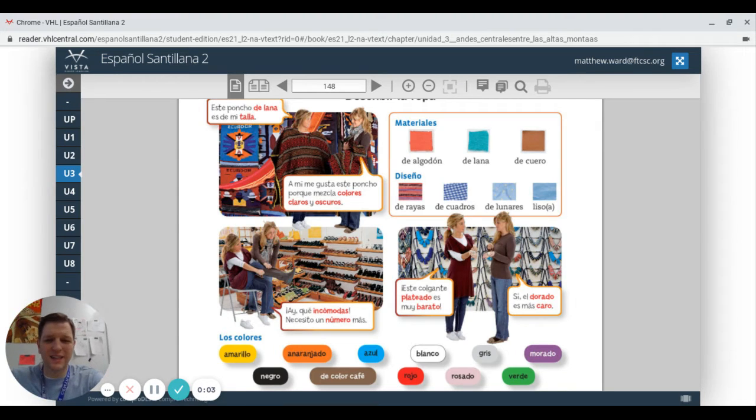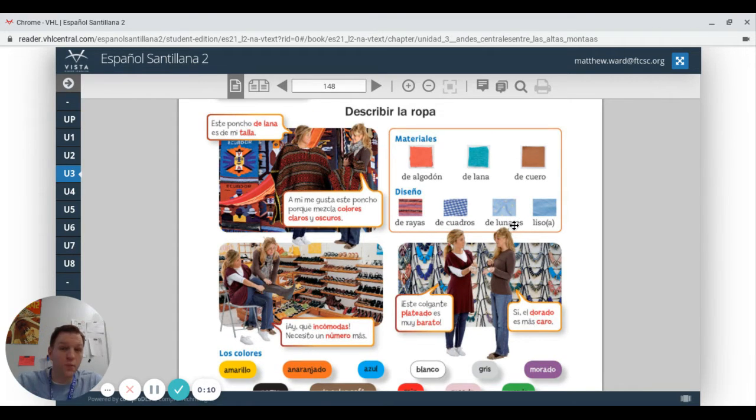Hola, hola, clase. Today we're looking at the vocabulario of 3-2. It's on more ropa, describir la ropa. We've learned a bunch of the clothing words last time. Today we're going to learn about different colors, patterns, designs, materials, that kind of thing. Some ways to describe la ropa.